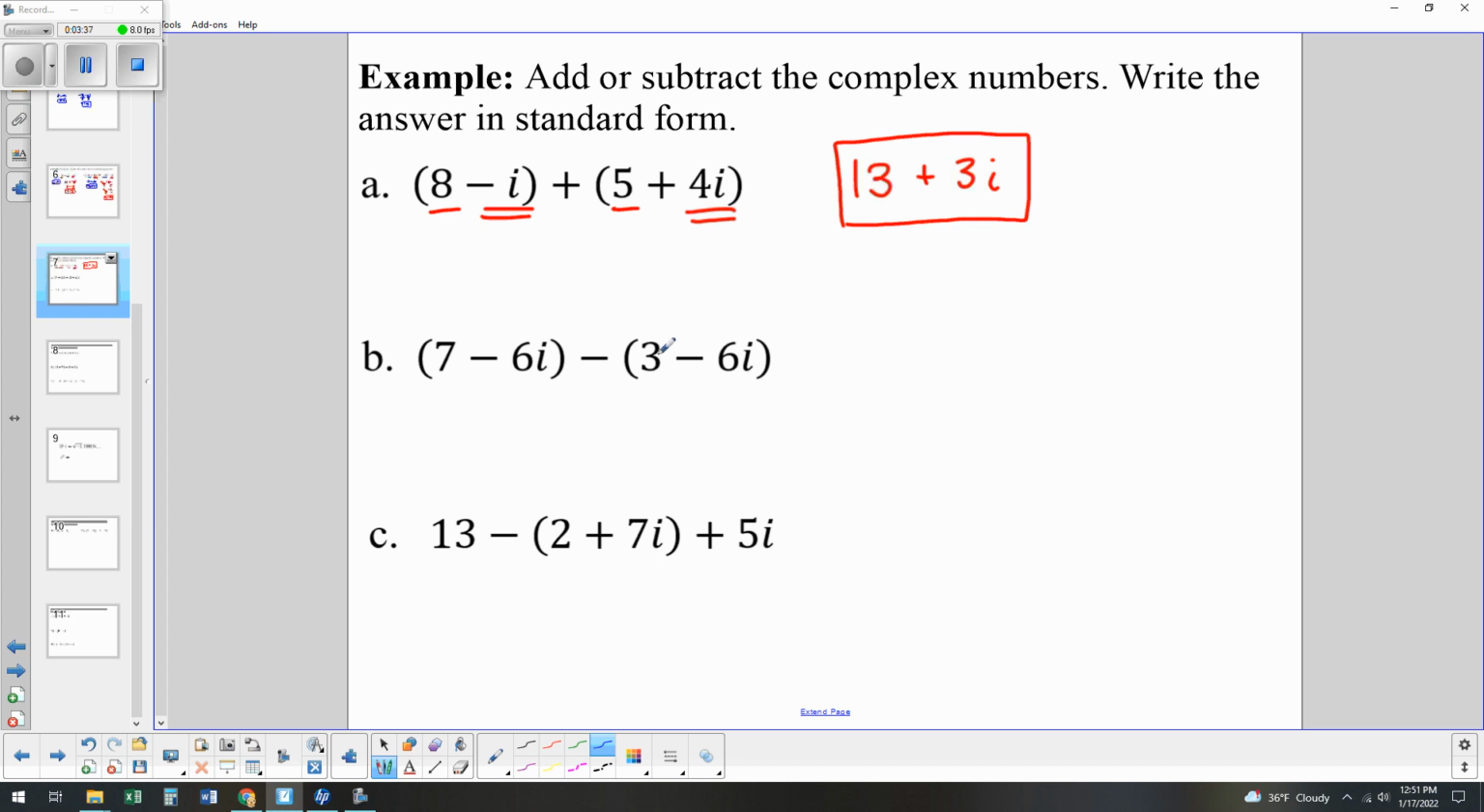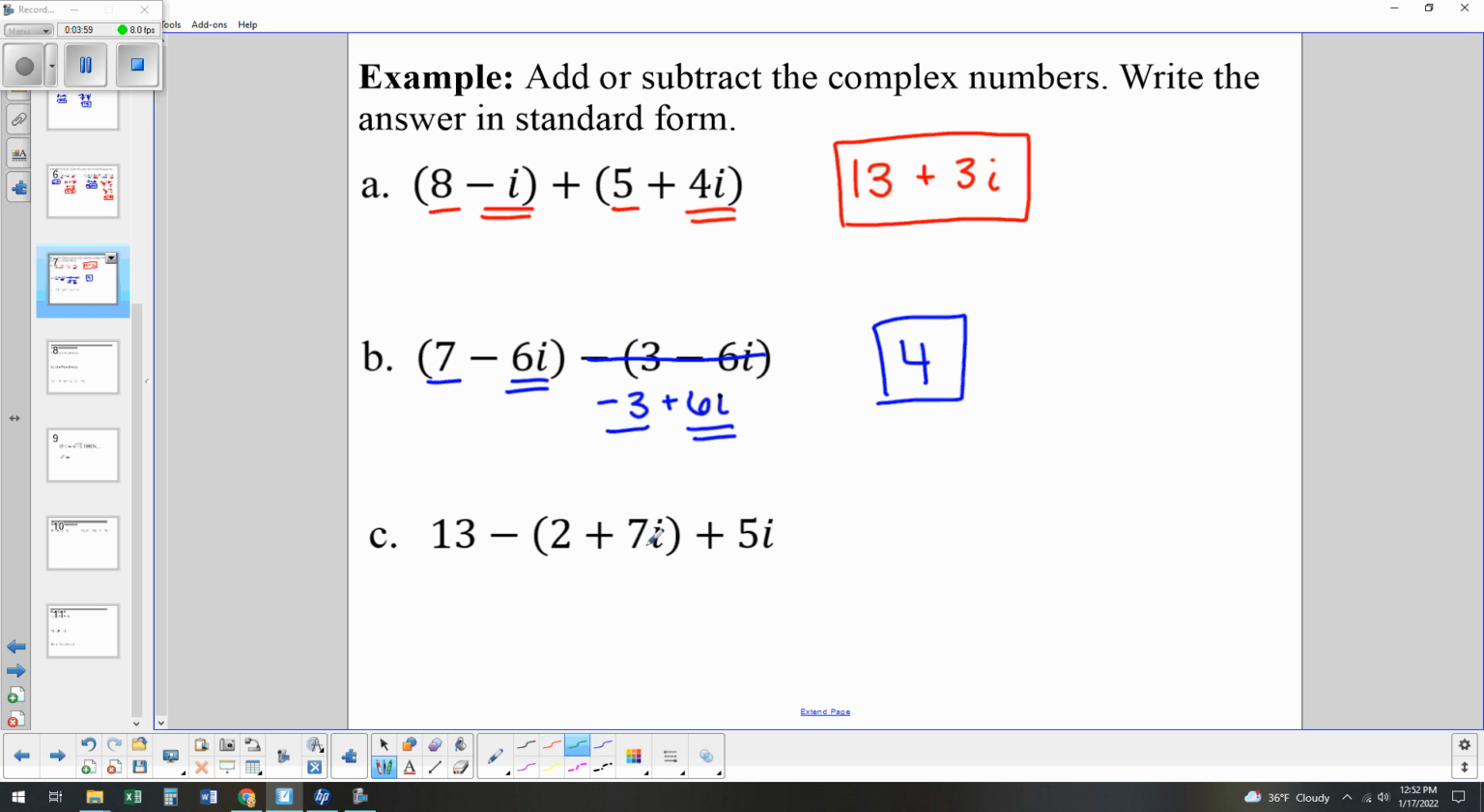All right, let's look at this one. This is a negative, so that means I'm going to change every sign in this set. All right, now that's gone. So 7 and negative 3 is 4. Negative 6i and positive 6i becomes 0i, so I don't even have to write it. So the answer to that is just 4.